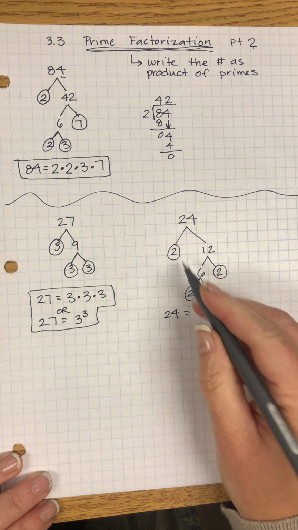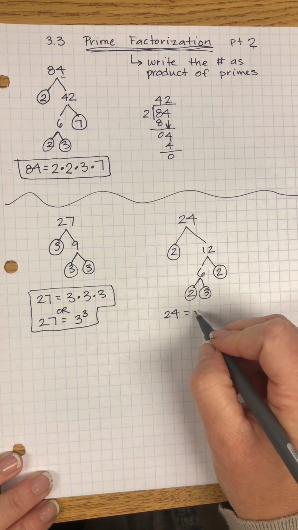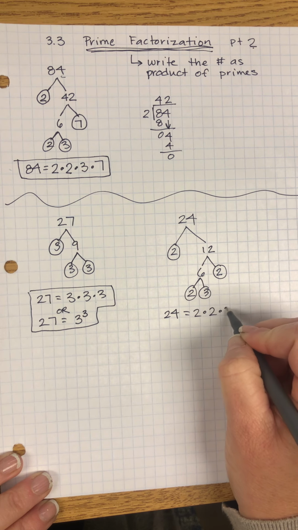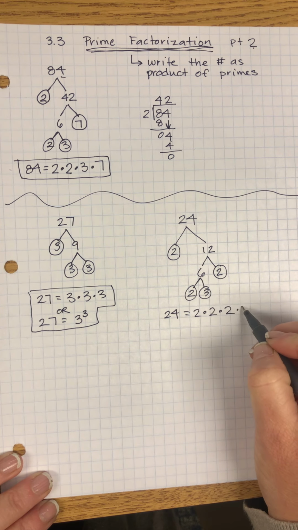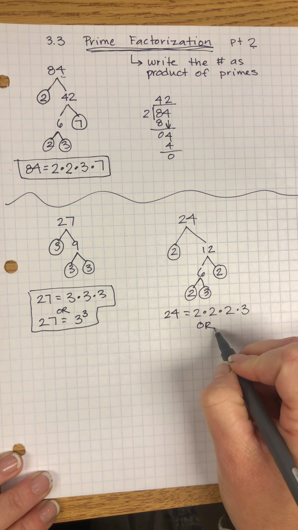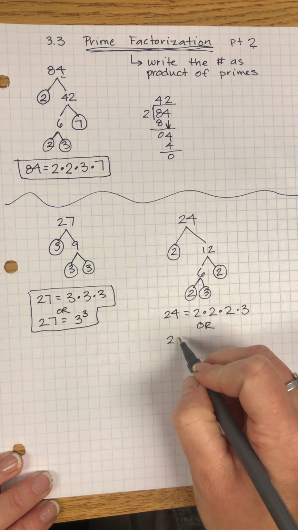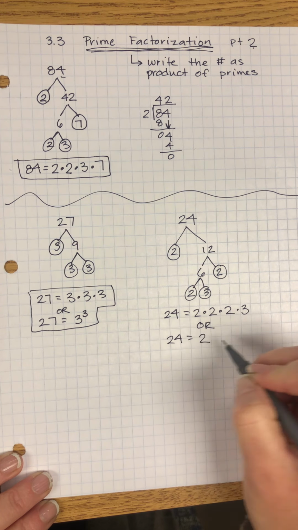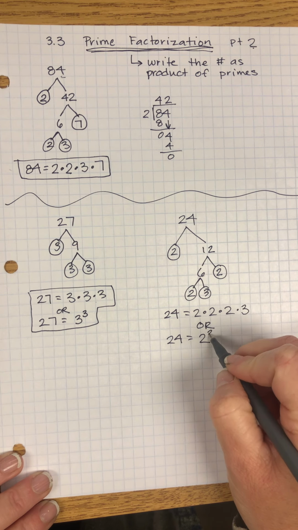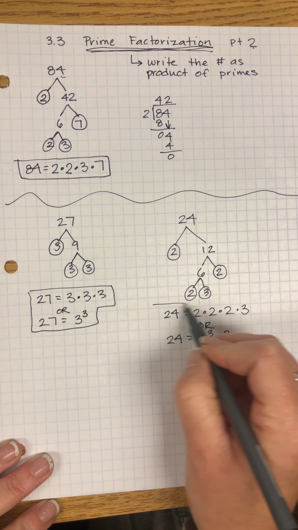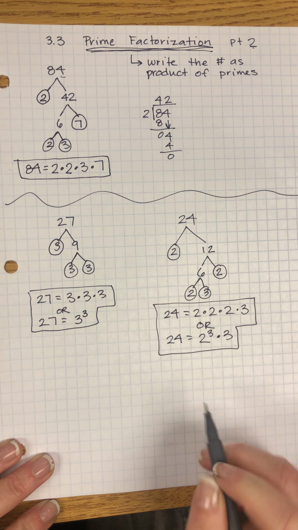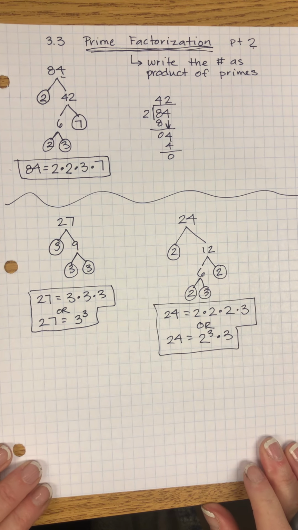So 24 equals three 2's, so 2 times 2 times 2, and one 3. Or, how else could we write that? 2 to the third power times 3. Good job. Absolutely.